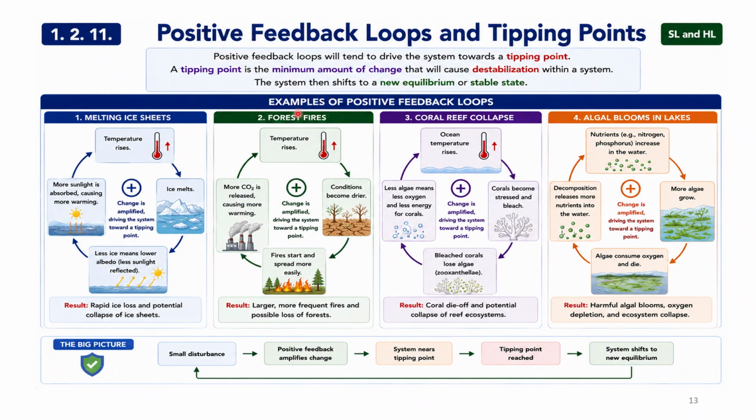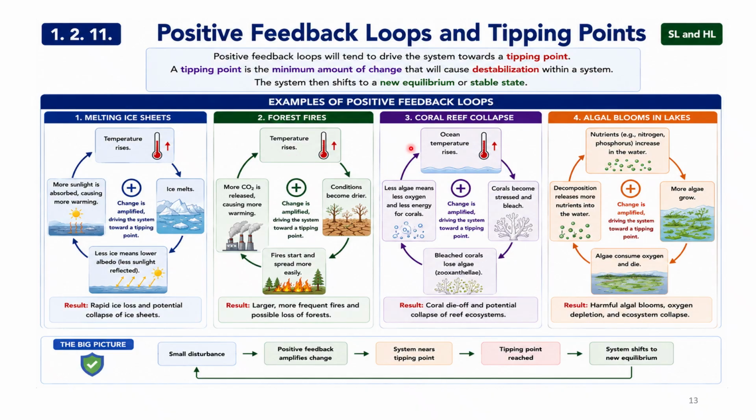A tipping point is a critical threshold beyond which a system rapidly shifts into a new stable state. In melting ice sheets, rising temperatures melt ice, reducing Earth's albedo. Darker ocean surfaces absorb more solar energy, accelerating further melting. In forest fires, warmer and drier conditions increase fire frequency, releasing large amounts of carbon dioxide that intensify global warming.